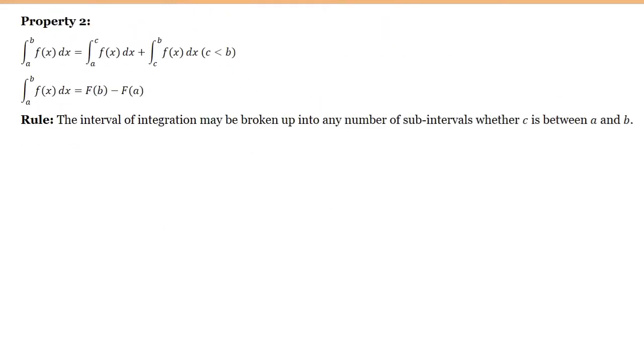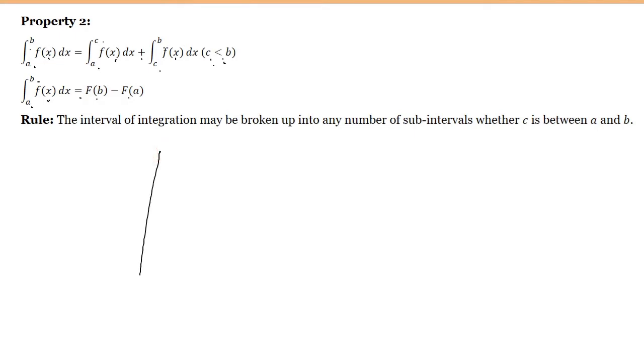Property number 2, so we have here the integral of f of x dx with the limit of a to b, and this is just equal to the integral of f of x dx with the limit of a to c plus the integral of f of x dx with the limit of c to b, wherein this c here is less than b. Recall that the integral of the function f of x dx with the limit of a to b is equal to f of b minus f of a. So the rule here is the interval of integration may be broken up into any number of subintervals, whether c is between a and b.